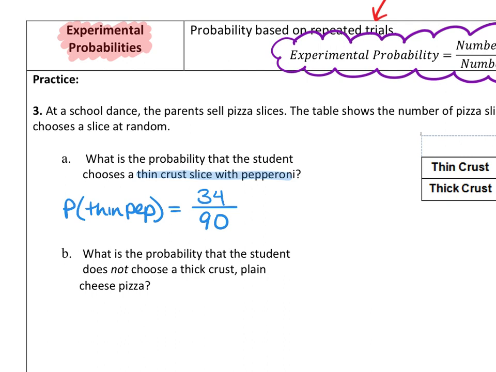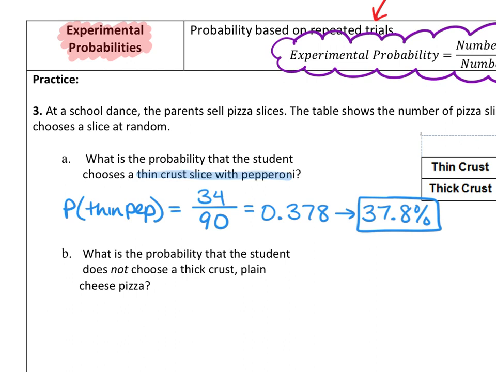Calculator friends, what is 34 divided by 90? 0.37. I mean, there's a lot of sevens. Yeah, and we'll round it up to 0.378 because it's like 0.37777. We'll round that up to 0.378, which is what percent? 37.8. Fabulous, 37.8%.